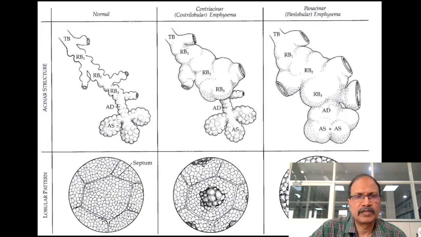You can appreciate the lung lobule with a septum, and this lung lobule in the center is showing dilated air spaces exactly at the center, and it is centrilobular. And if it is panacinar, every part of the lobule is showing the dilatation, so it is the panacinar variety of emphysema.